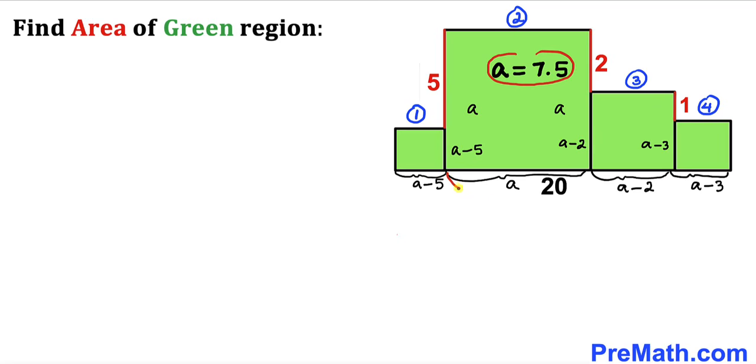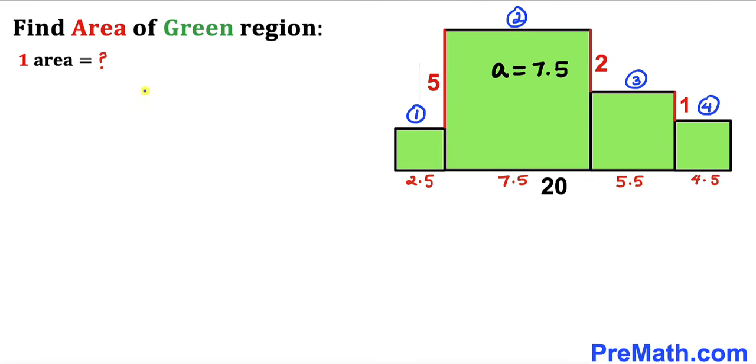That means this base length is going to be 7.5. And for this box 1, we know a value is 7.5 minus 5, which is going to give us 2.5. And now let's focus on this box 3. Our a value is 7.5 minus 2, which is going to give us 5.5. And finally for this box 4, our a value is 7.5 minus 3, which is going to give us 4.5.